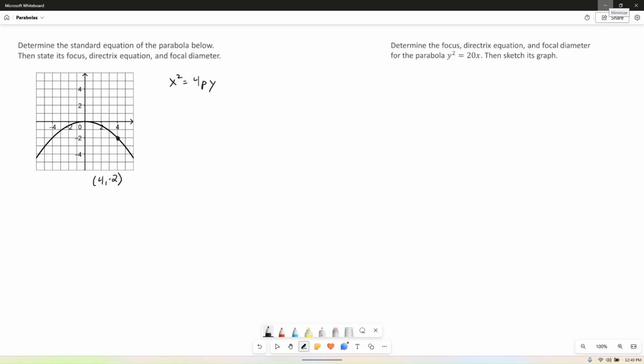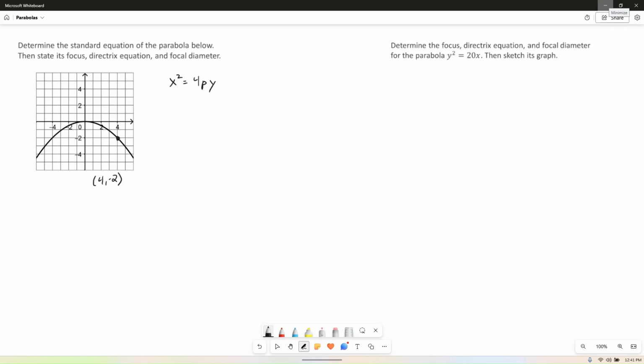And the 4p part of the expression helps determine how wide the parabola is going to be and how sharp of a curvature it's going to have. And whether it's positive or negative determines whether it's going to open in the positive direction, which would be up, or in the negative direction, which would be down.